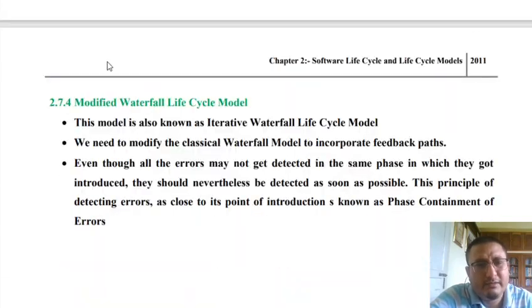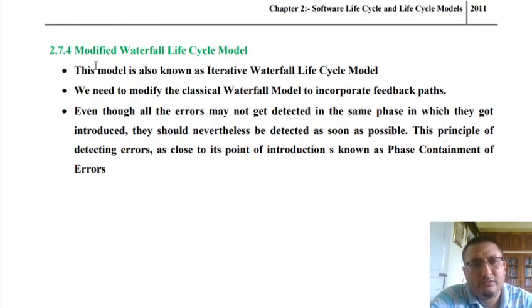Now, in order to overcome the lags of the classical waterfall model, a new waterfall model was proposed, called the modified classical waterfall model or iterative waterfall model. One of the major lags of the classical waterfall model, as you have seen, is that it does not allow for any feedback path for going from any downstream phase to any upstream phase. To overcome that, the modified classical waterfall model incorporated a feedback path that allows one to go from any downstream phase to any upstream phase.